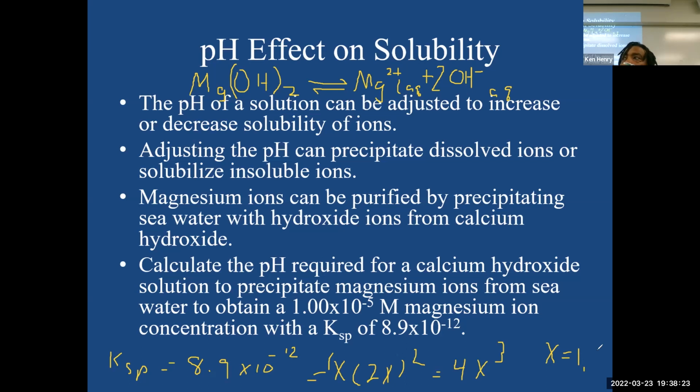Okay, 1.30 times 10 to the negative 4. So that means when we get to equilibrium, and that's the equilibrium of the magnesium hydroxide solution, regardless of what happens at equilibrium, as soon as we add enough of the magnesium hydroxide to it, we're going to have this much extra magnesium ion. This is how much magnesium ion is going to be left over.